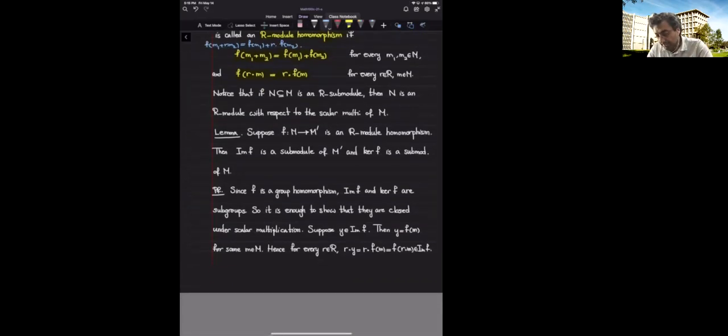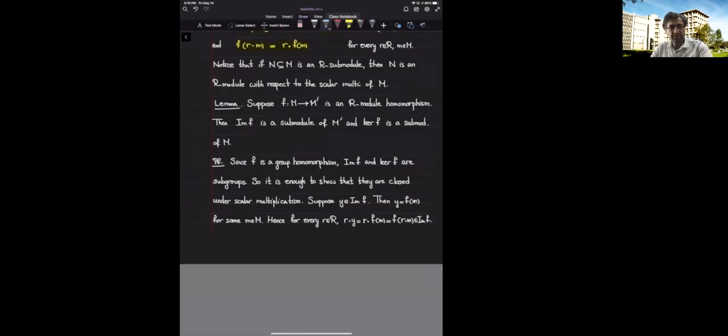Okay, so that's the definition of R module homomorphism. Now, similar to linear transformations, we are going to show that image and kernel of module homomorphisms are submodules themselves. Notice that I can define image and kernel as f is an abelian group homomorphism. So clearly, image of f and kernel of f are subgroups of the codomain and domain respectively.